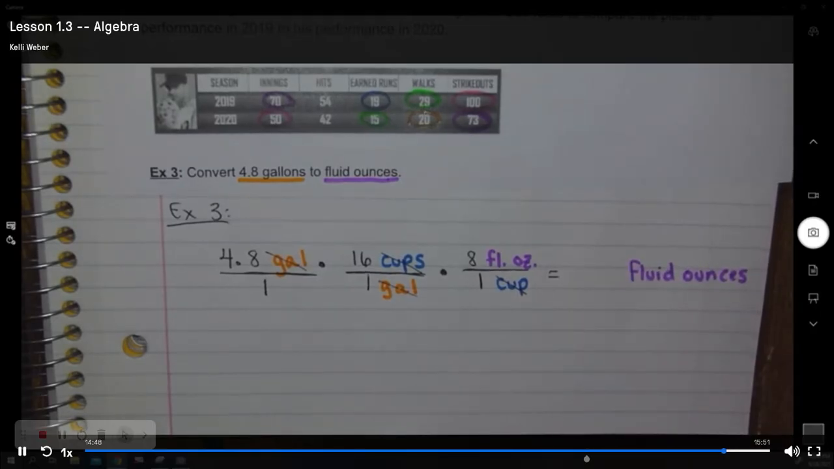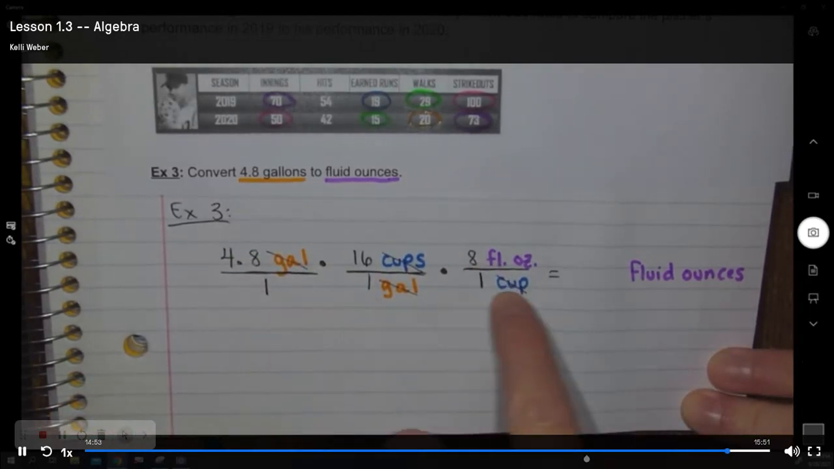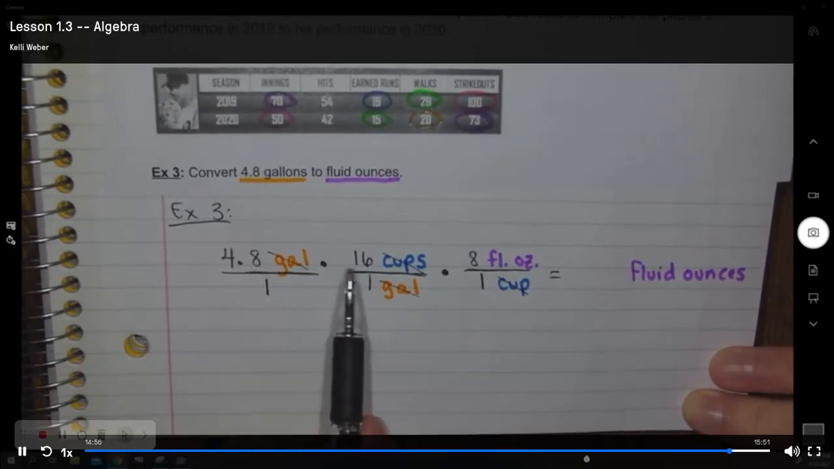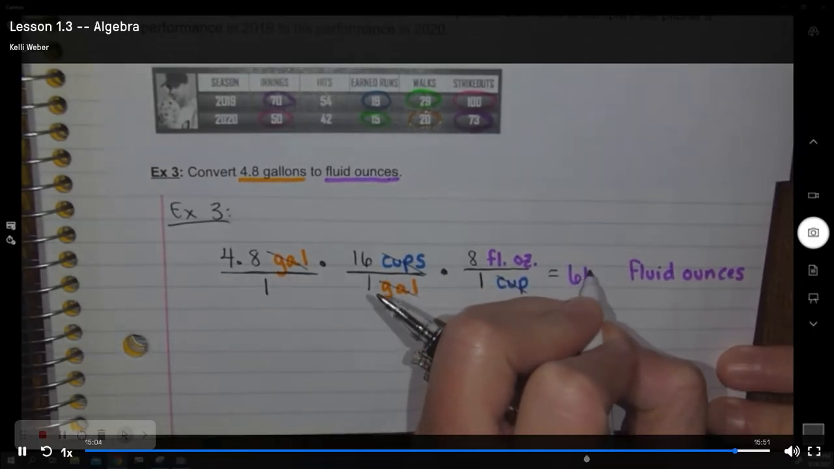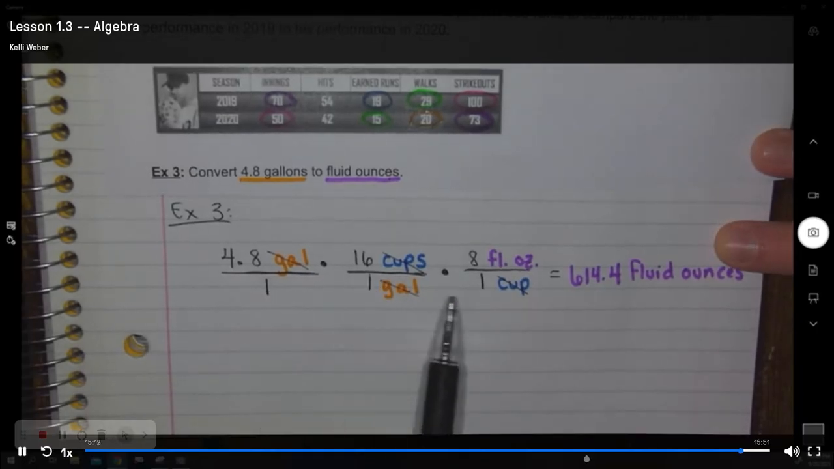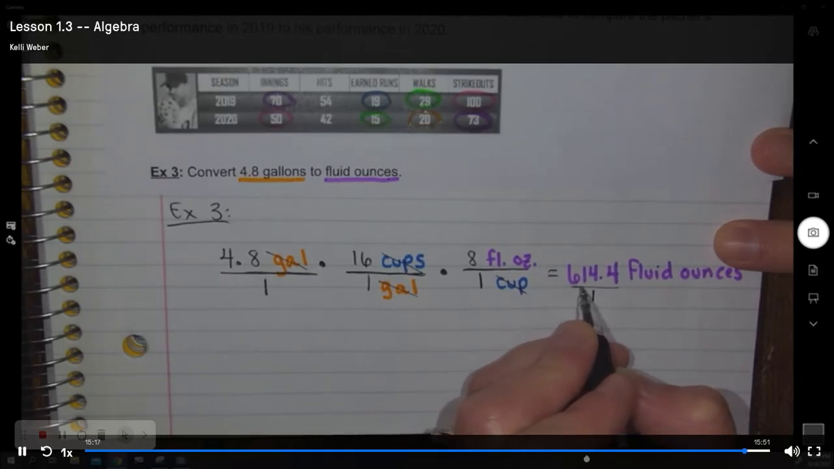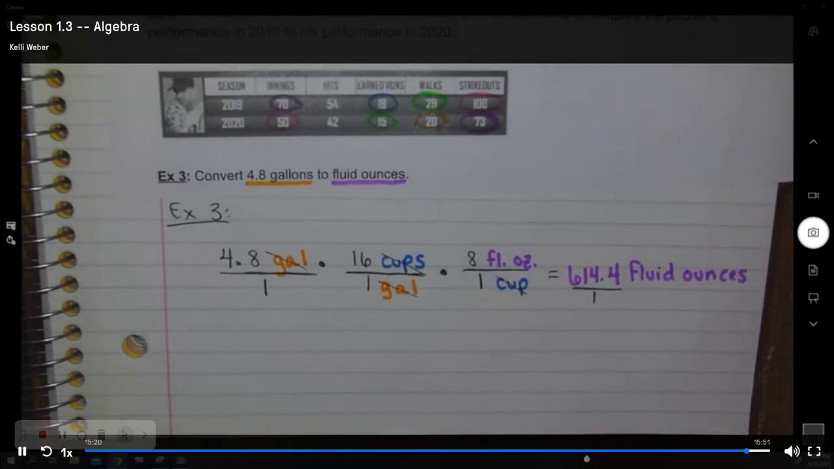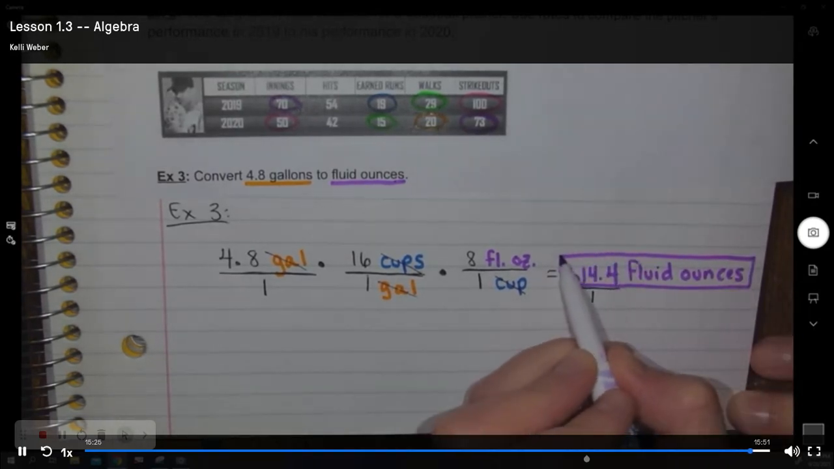So in order to do this, what you're going to do is multiply straight across the top and straight across the bottom. So 4.8 times 16 times 8 gives us 614.4 fluid ounces. Now, what has happened in this example is all of the bottom numbers in my fractions are a 1. So technically, I would start with it being over 1, but we know that that would simplify to just 614.4 fluid ounces.